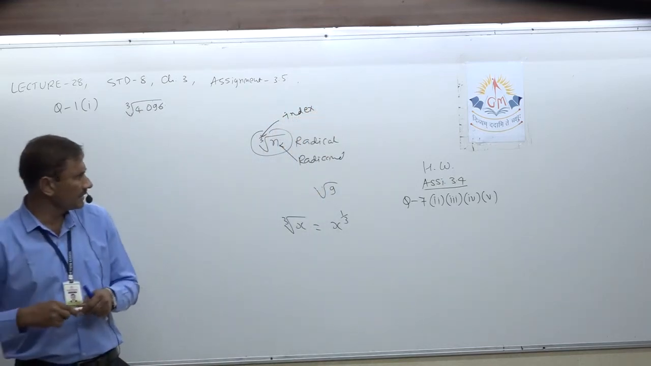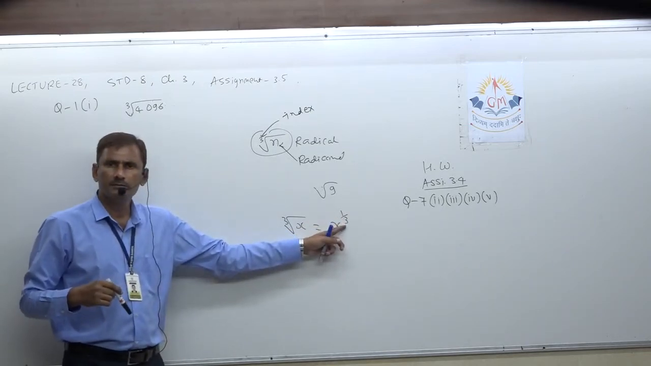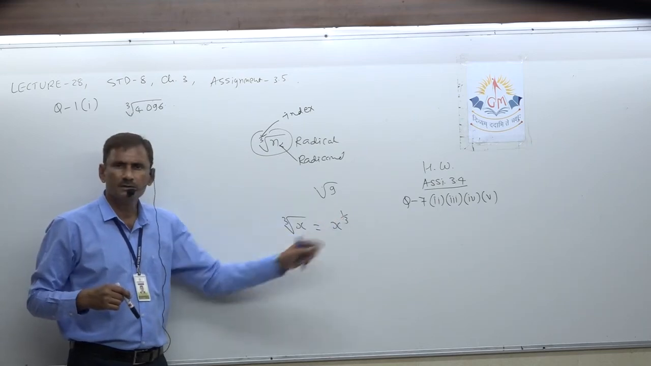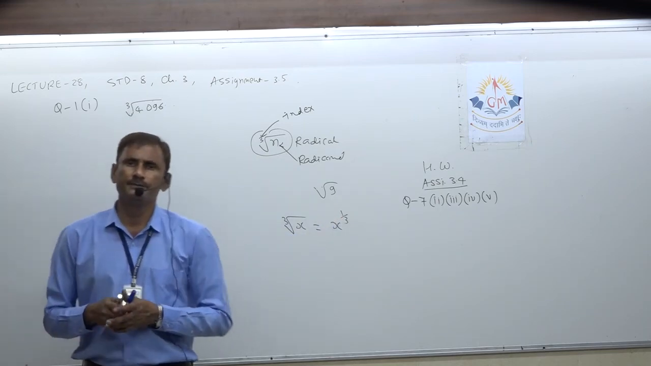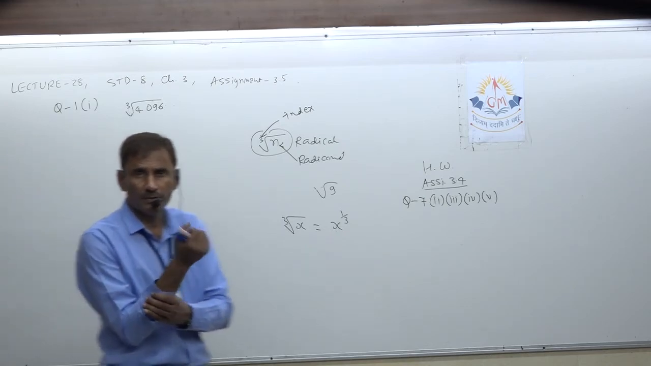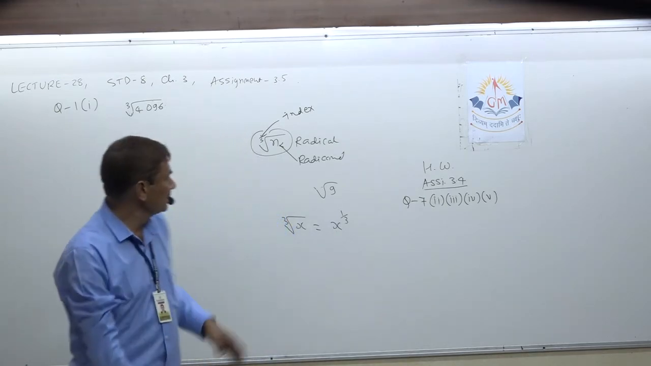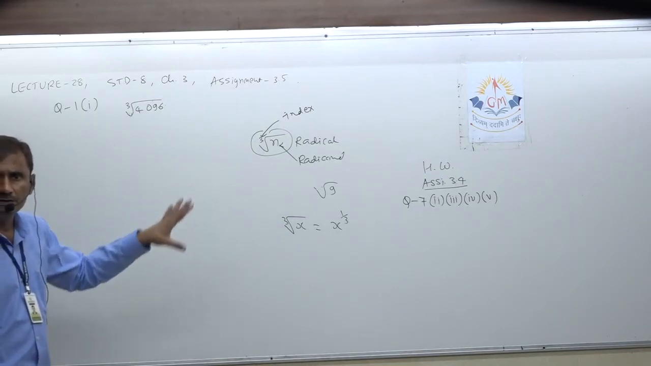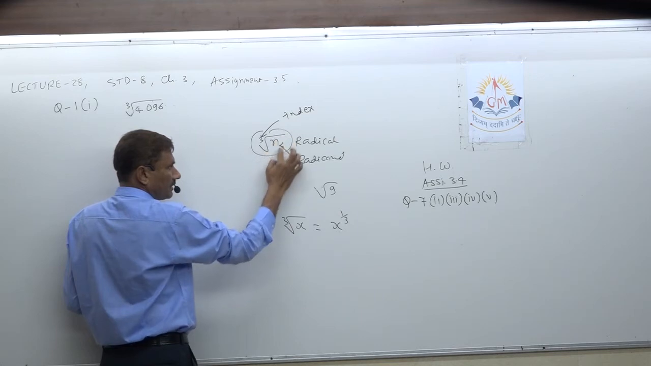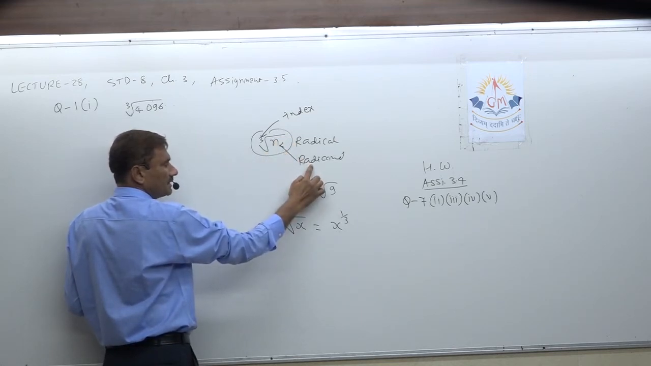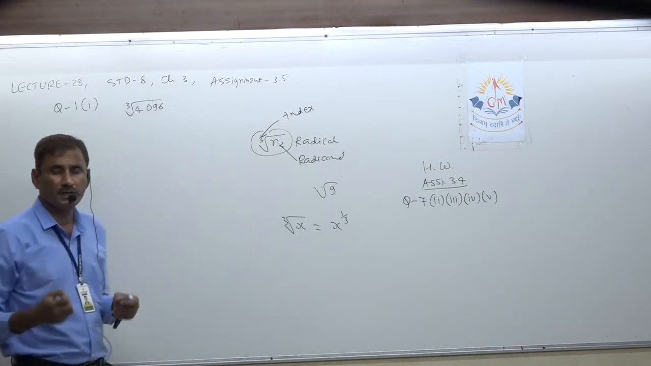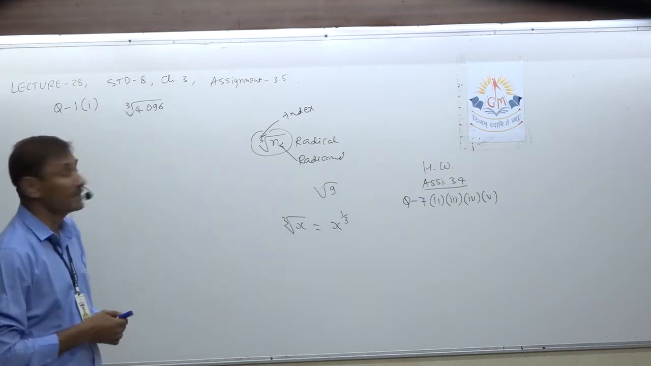Index means a power or exponent, but in fraction form, like 1 by 2, 1 by 3, 1 by 4, less than 1. So you should remember these terms: the whole expression is called the radical, whatever is under the root is called the radicand, and the number that tells which root is called the index.